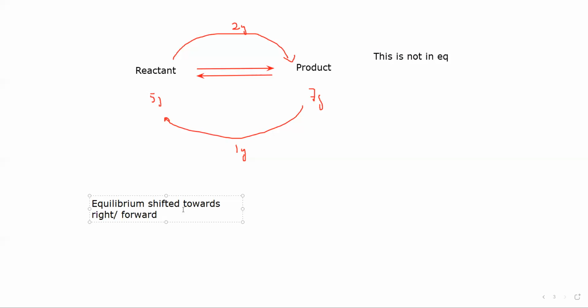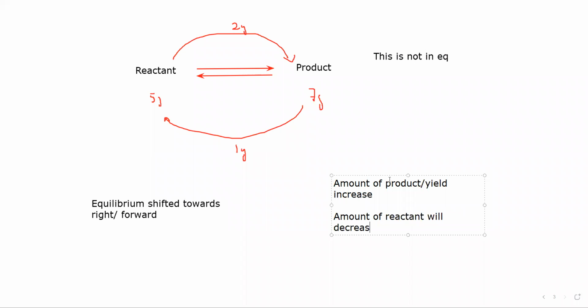So equilibrium shifted towards right or forward means that the forward reaction is higher. And if equilibrium is shifted towards right, the amount of product or yield will increase, and the amount of reactant will decrease.